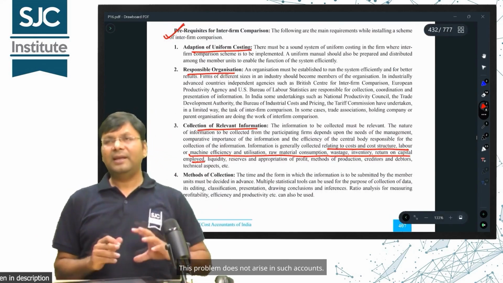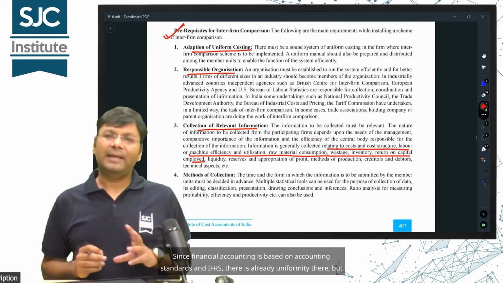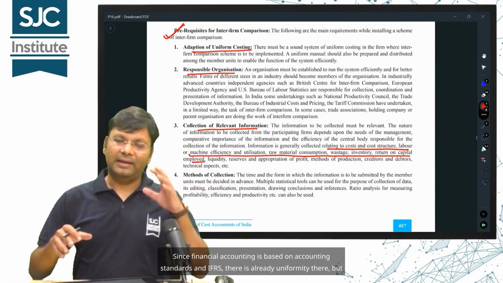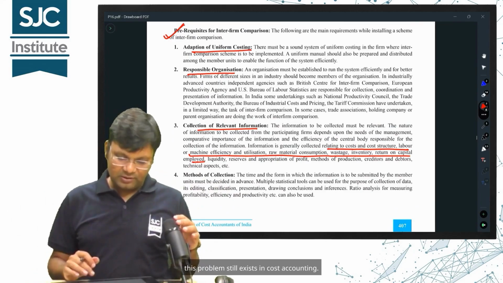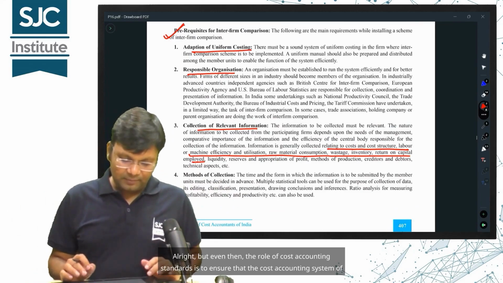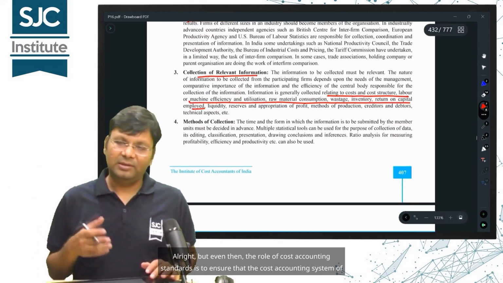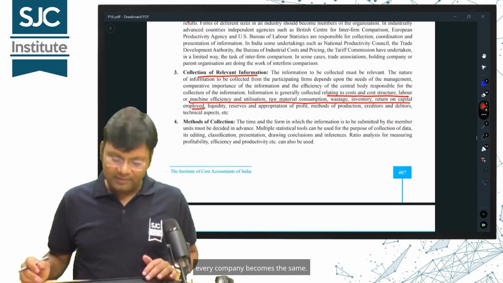This problem does not arise in such accounts. Since financial accounting is based on accounting standards and IFRS, there is already uniformity there, but this problem still exists in cost accounting. Alright, but even then, the role of cost accounting standards is to ensure that the cost accounting system of every company becomes the same.